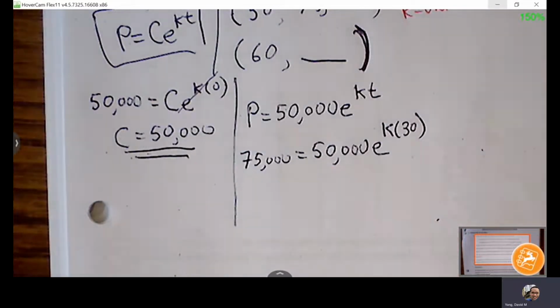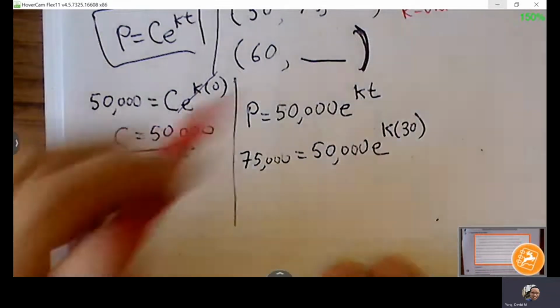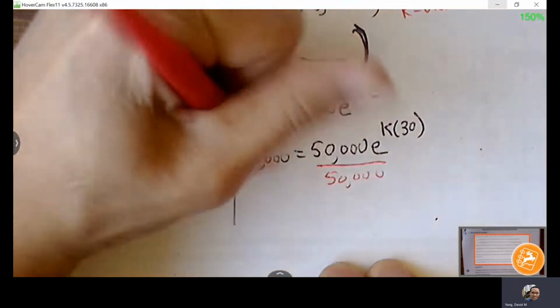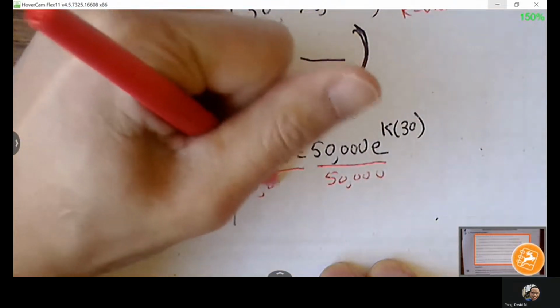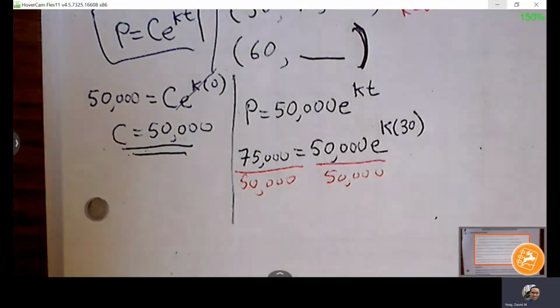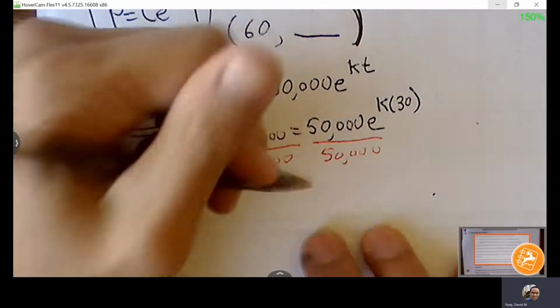Yeah, let's get that coefficient cleaned up, right? That 75,000 and 50,000 can be resolved. Let's divide both sides by 50,000 just to get that cleaned up. Okay, use your calculator. What does that reduce to be? Okay, 1.5 or 3 over 2. I'm going to use 1.5.